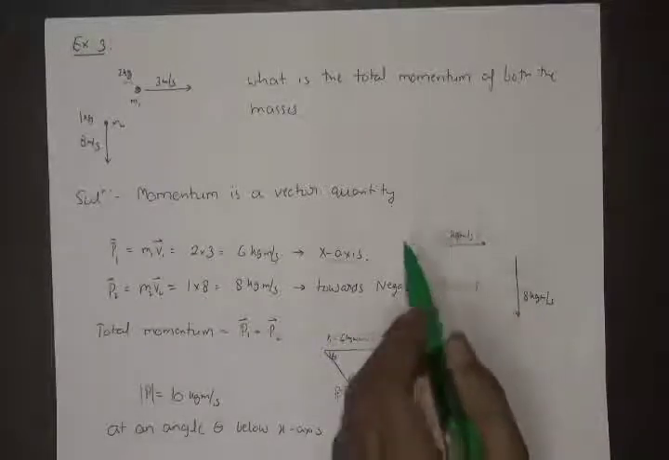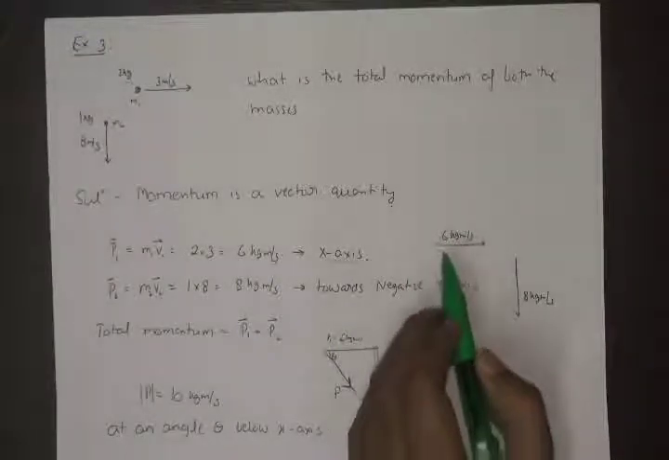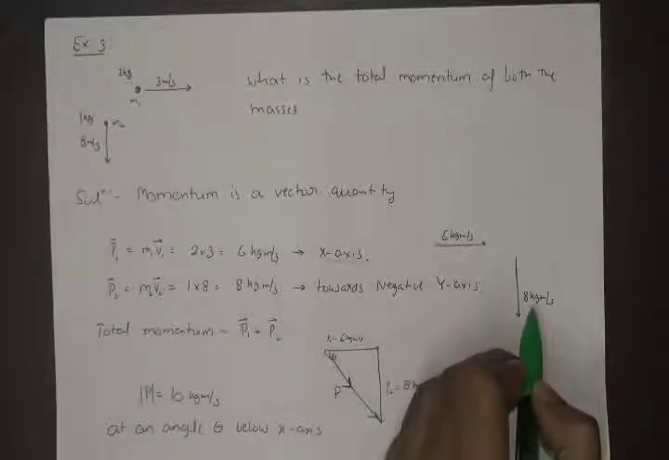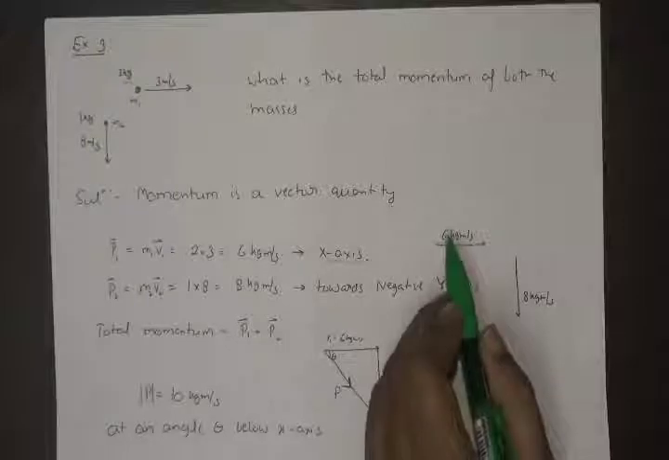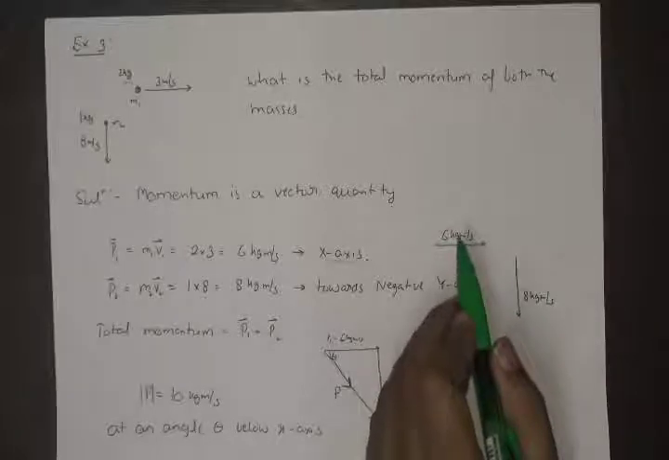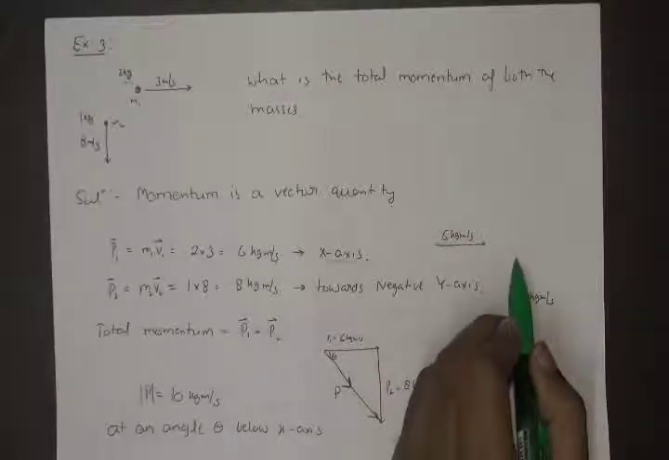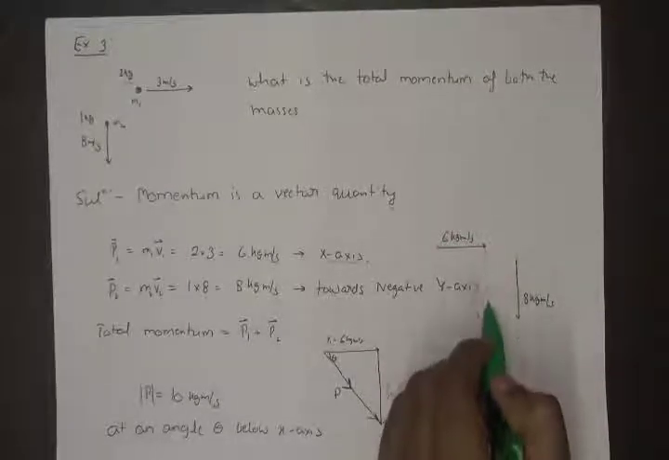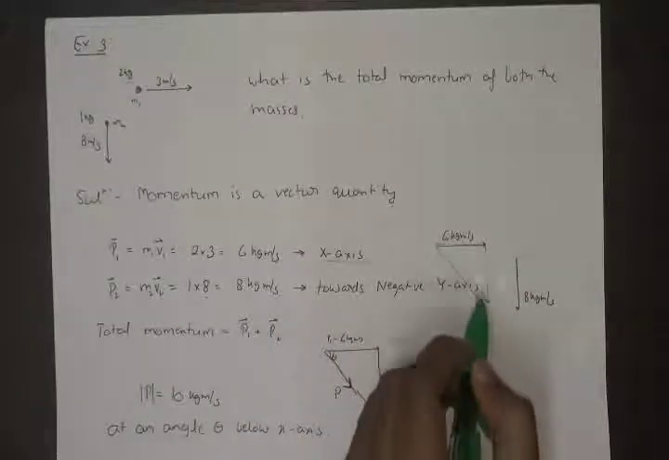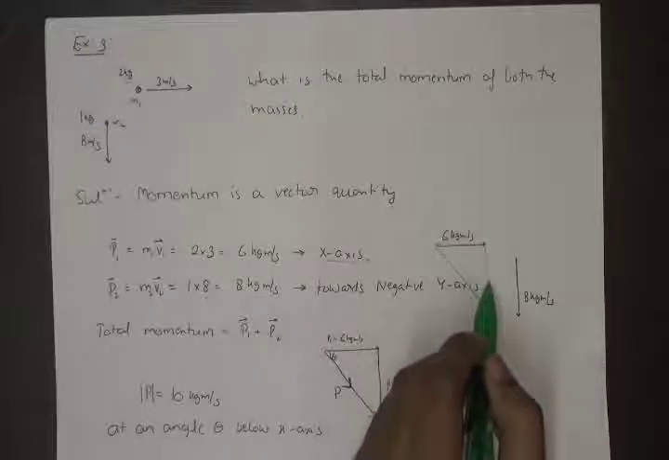Vector momentum is not a scalar quantity. The sum of these two will not be equal to 8 plus 6 is equal to 14, because they will add like vectors. And how do we add two vectors? We take the tail of one and keep it on the head of another. And the third side of the triangle will be the sum of these two vectors.